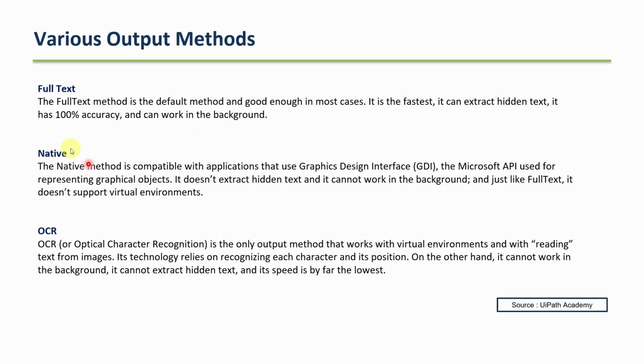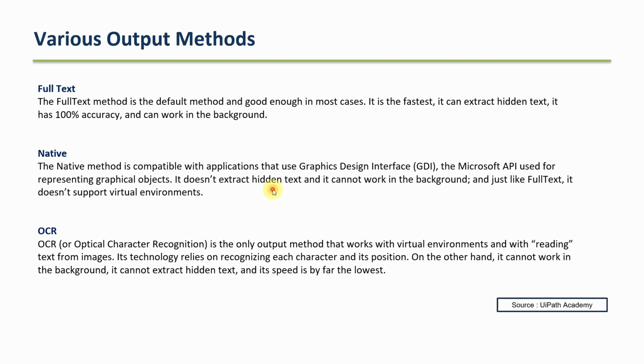The second one is called native. Native is compatible with all the applications that use the GDI, the graphical device interface, the Microsoft API used for representing graphical objects. Now, what is the GDI? The GDI is a Microsoft API which is for representing the graphical objects. So any application which is using the GDI, your native output method should work on that. But the difference is that it does not extract the hidden text.